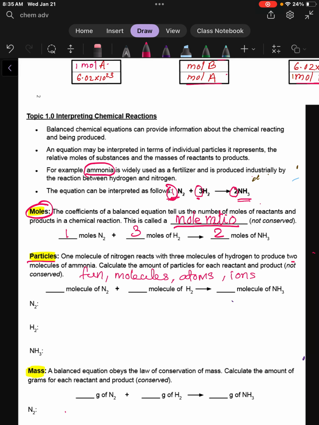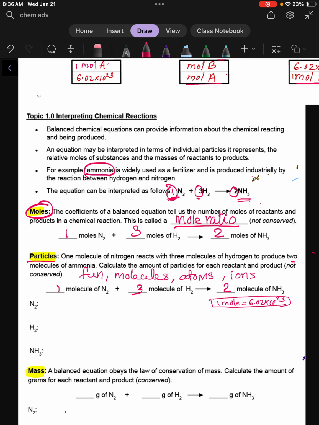If we are considering 1 molecule, we can say 1 molecule of nitrogen, 3 molecules of hydrogen will produce 2 molecules of ammonia. But we will not use that as molecules. We will always refer to those numbers as moles. The conversion factor we use to convert mole to particle is 1 mole is equal to how many? Anyone remember that? 6.02 times 10 to the power of 23 particles.